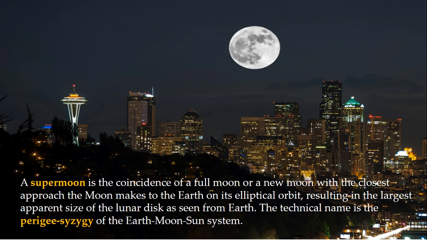Now, a supermoon is the coincidence of a full moon or a new moon with the moon's closest approach to the Earth in its elliptical orbit. This is what gives it that really large size. In other words, whenever the moon is at perigee and it's in full moon phase, it's going to appear really, really large in the night sky. That's what we call a supermoon.